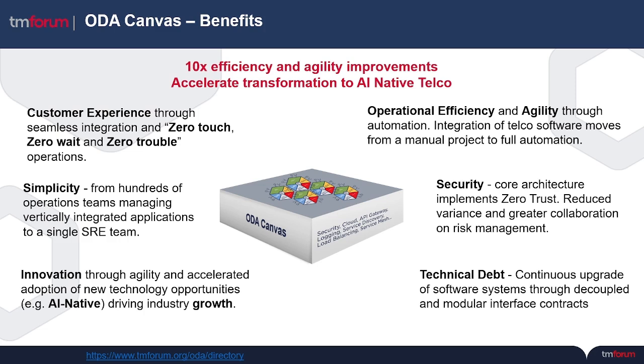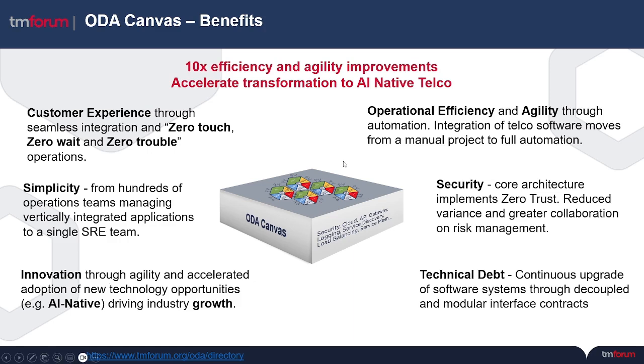We believe this will give us operational efficiency and agility through automation. So our goal is that integration of telco software moves from being a manual project to being a fully automated implementation. We've built security at the heart of this, so the core architecture implements zero trust, and we've adopted this concept of security as code, and also the reduced variance and greater collaboration on risk management will improve the security footprint overall. And finally, for technical debt, we believe this will help us move from today, where we have lots of systems which aren't continuously upgraded, to a position where we will continuously upgrade every single software component in our software systems, because we have these decoupled and modular interface contracts.